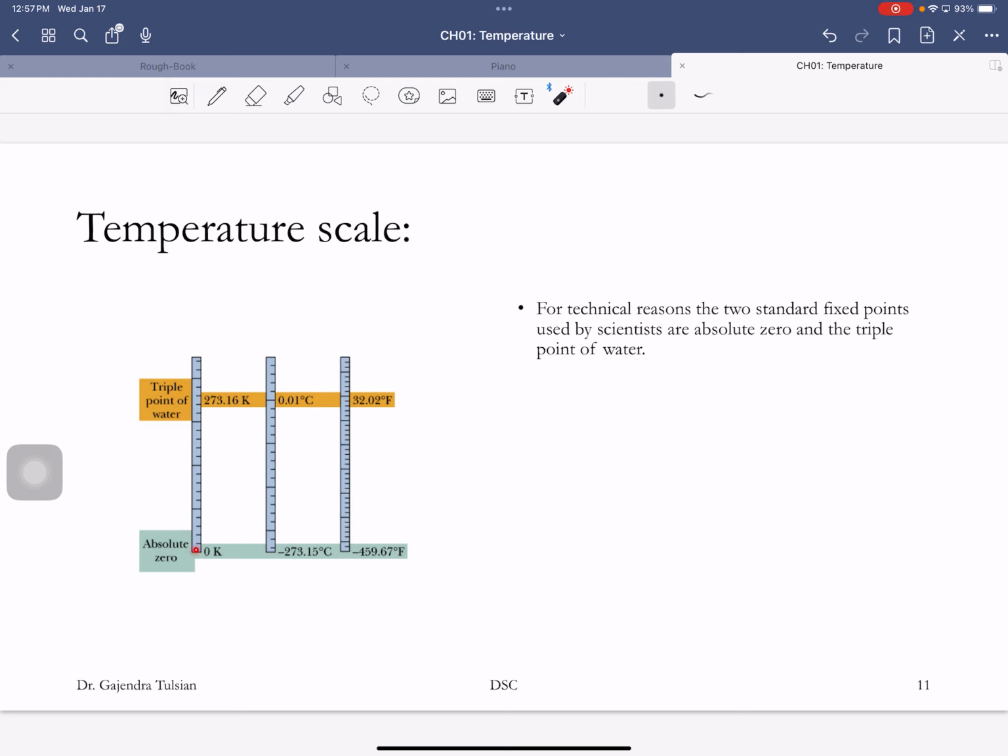Here are two more precise points. Absolute zero. What is absolute zero? When all molecular motion ceases. You can never get there, but you can define it. So absolute zero and the triple point of water. These are two physical reference points that are used. I'll come to the triple point of water in a second. Anybody know what the triple point of water is? The point where all three states of water exist. Mm-hmm. So that's the triple point of water, and we'll come to that.